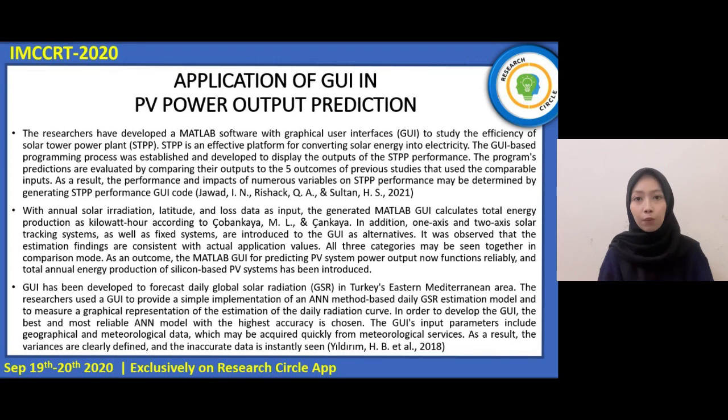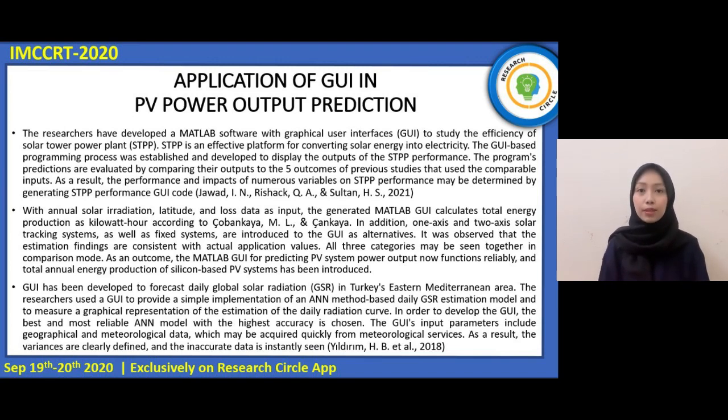The program's predictions are evaluated by comparing their output to the outcomes of previous studies that used comparable inputs. As a result, the performance and impacts of numerous variables on STPP performance may be determined by generating STPP performance GUI code. With annual solar irradiation, latitude and loss data as input, the generated MATLAB GUI calculates total energy production in kilowatt-hours. In addition, one-axis and two-axis solar tracking systems as well as a fixed system are introduced to the GUI as alternatives. It was observed that the estimation findings are consistent with actual application values. All three categories may be seen together in comparison mode. As an outcome, the MATLAB GUI for predicting PV system power output now functions reliably, and total annual energy production of a silicon-based PV system has been introduced.